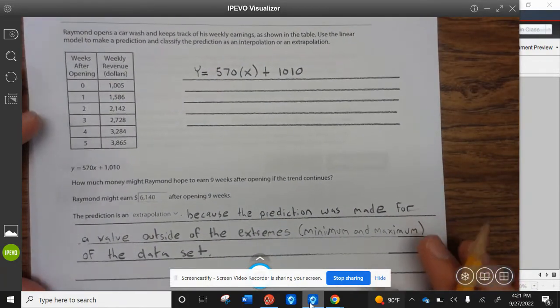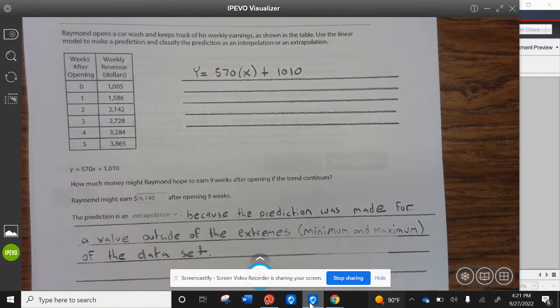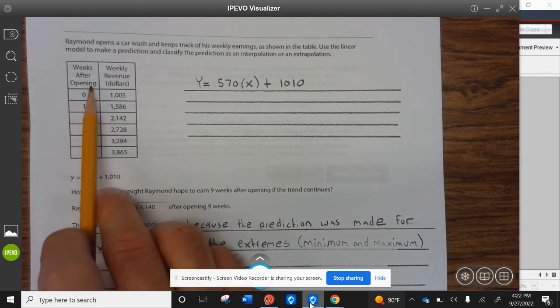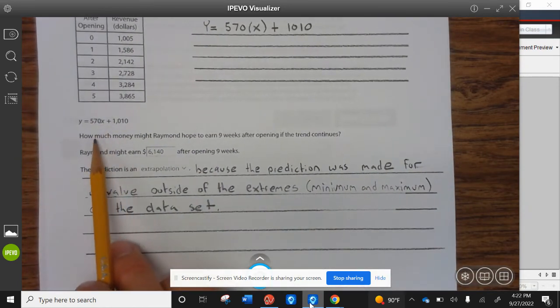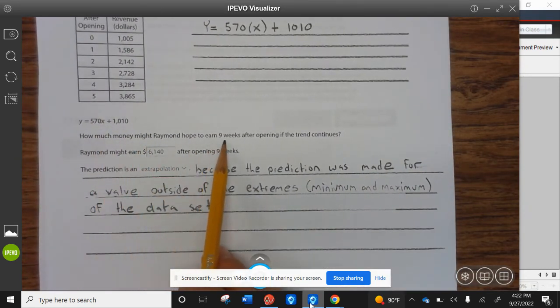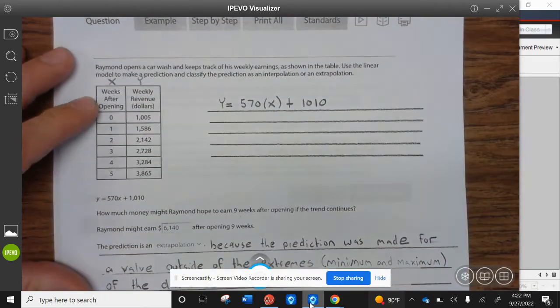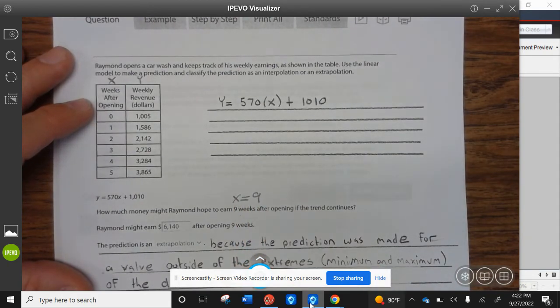All right, so same thing here. We're given the equation, but in this case, we have a word problem. So let's look at the word problem. Raymond opens a car wash and keeps track of his weekly earnings as shown in the table. Use a linear model to make predictions and classify the prediction as interpolation or extrapolation. All right, so we have weeks after opening and weekly revenue in dollars. So we have our equation. It says how much money might Raymond hope to earn in 9 weeks? Well, weeks, this is X and this is Y. So weeks is X. So that means X equals 9.